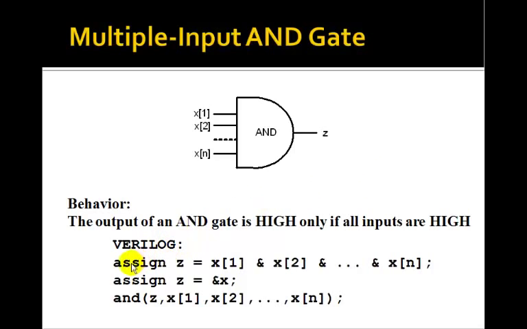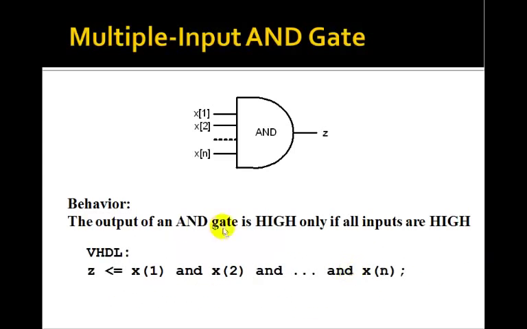Now in Verilog, we use this assignment statement saying assign z equals x1 and x2 and x3. In Verilog, we use square brackets for the array indices. Verilog also has what's called a reduction operator. You could just say assign z equals ampersand x. That's the same as this. You don't have to write them all out. And we can use this so-called gate instantiation statement, which will instantiate a multiple input AND gate in which the output z has these n inputs.